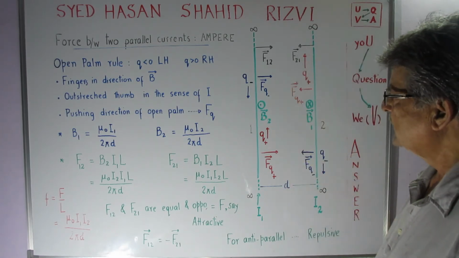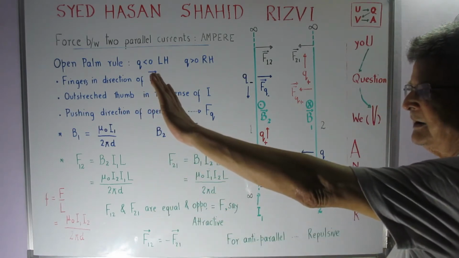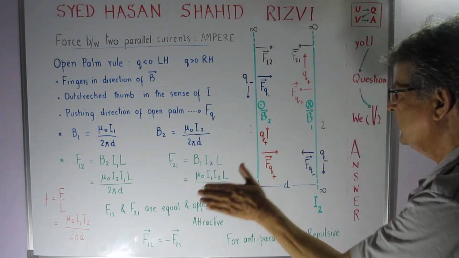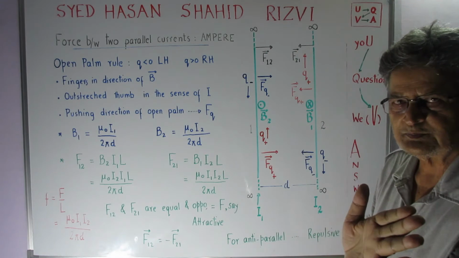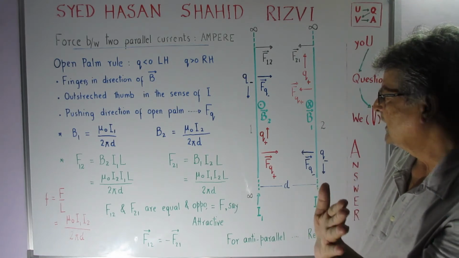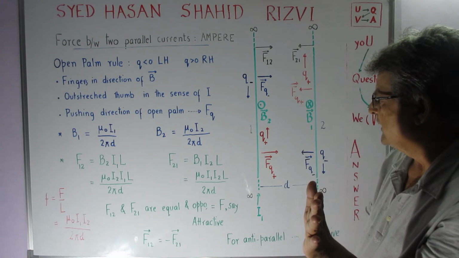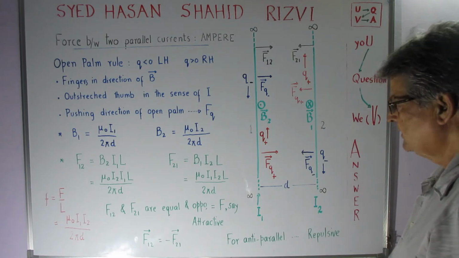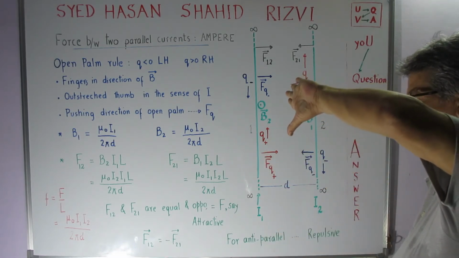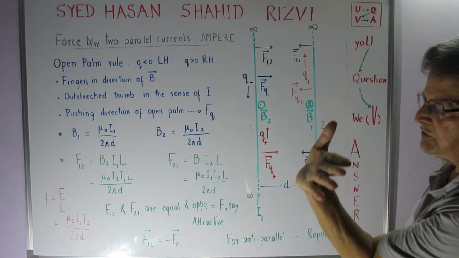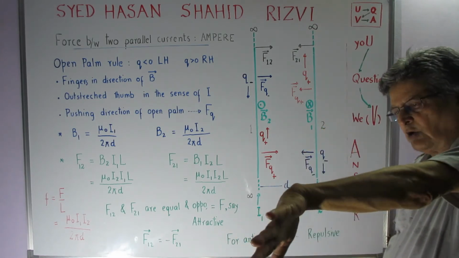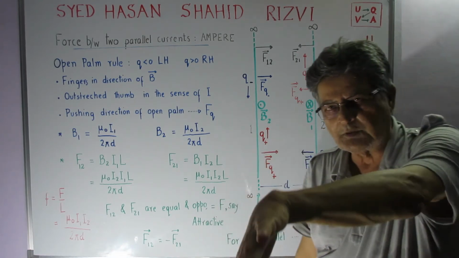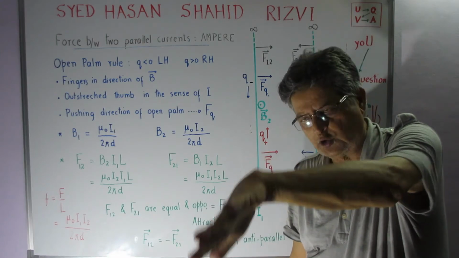So friends, now I'll use my left palm. The direction is like this. The direction over here is like this. So what I get is, but the charge is moving in the downward direction. I have a little difficulty in showing it to you, but when you are doing it, you can do it.